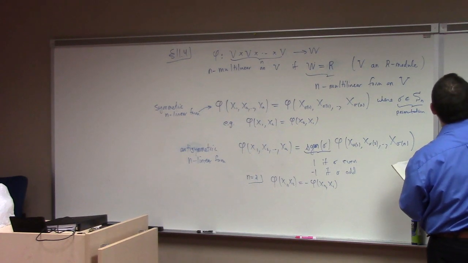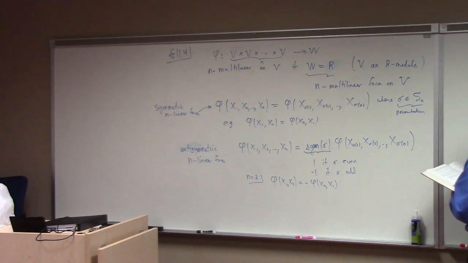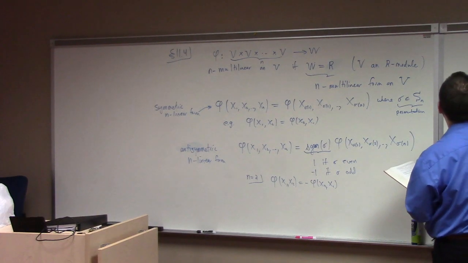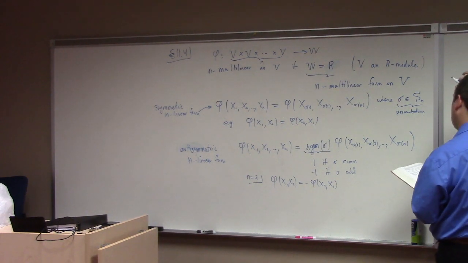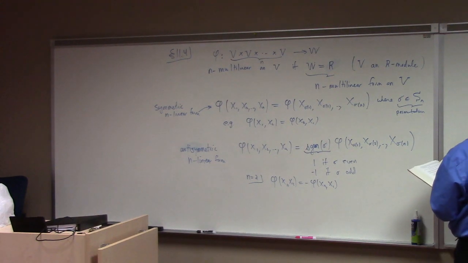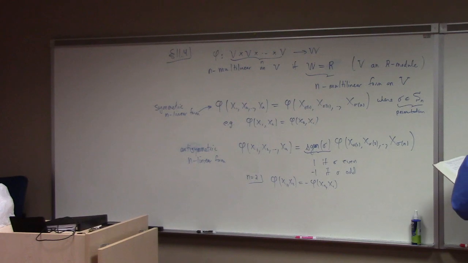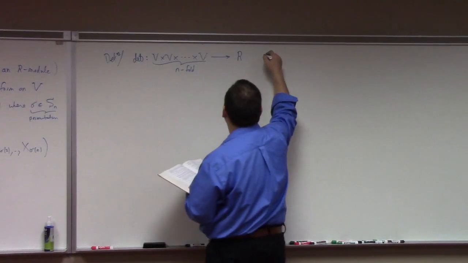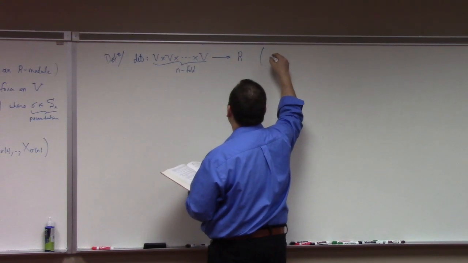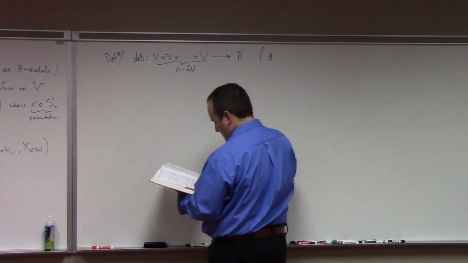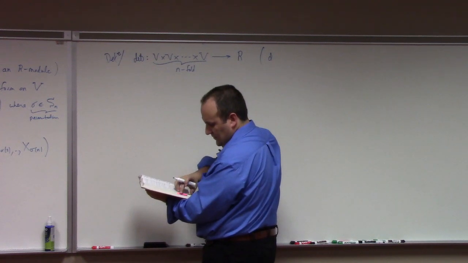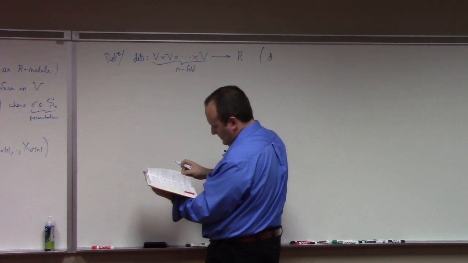Tensor algebra. Well, I guess I should give you one definition. Definition: a determinant on V, n-fold, going to the ring. And here I'm supposing that, oh goodness, I'm not sure I'm giving you the full generality of the definition that he has in here.